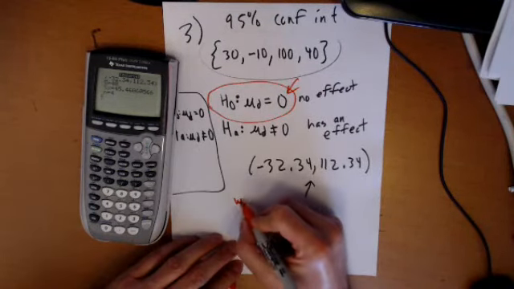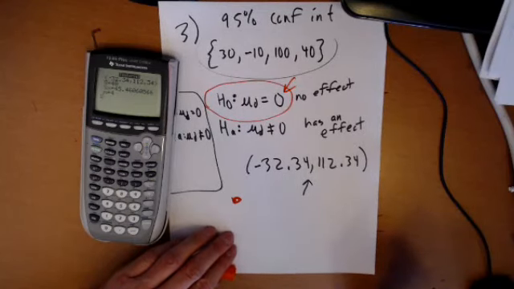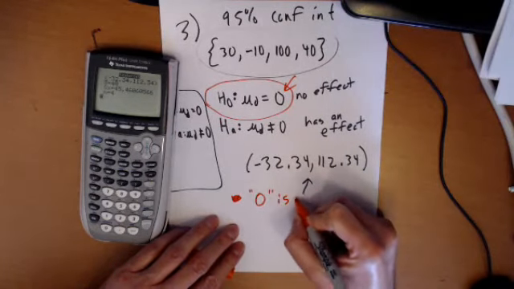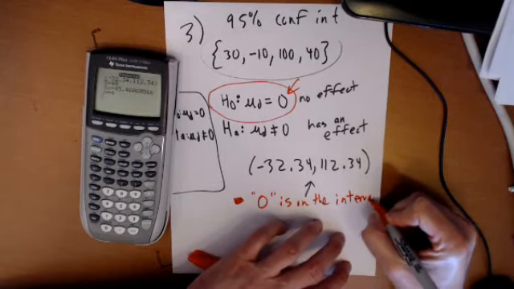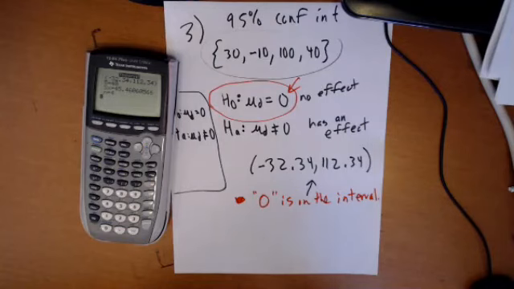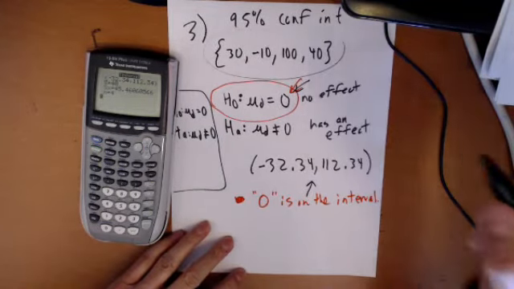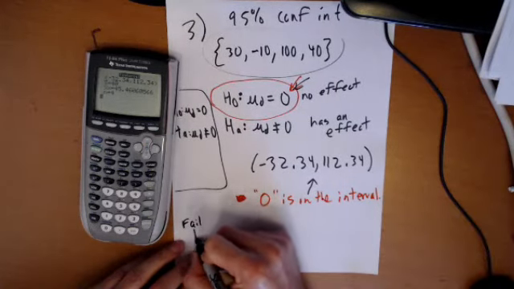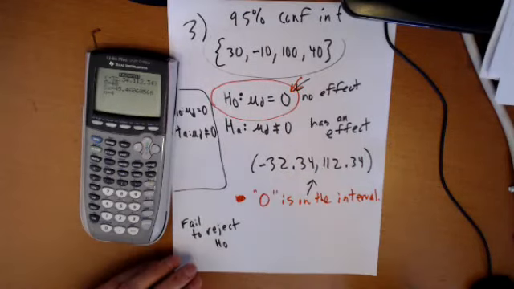So it says, based on your confidence interval, is there any statistically significant difference between the means? What number are you looking for in the interval? So I would say 0 is in the interval. 0 is in the confidence interval, which means this idea is okay. We can't get rid of it. So I would fail to reject H0.